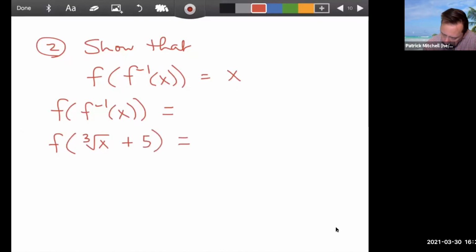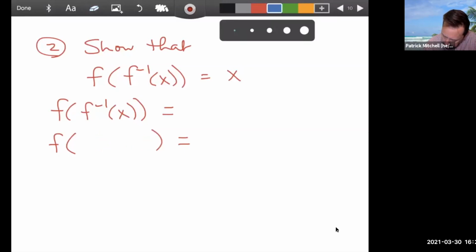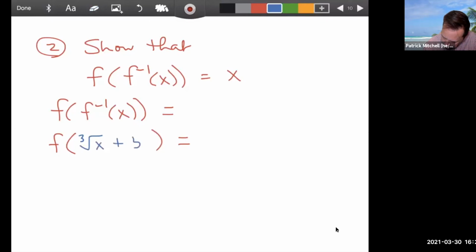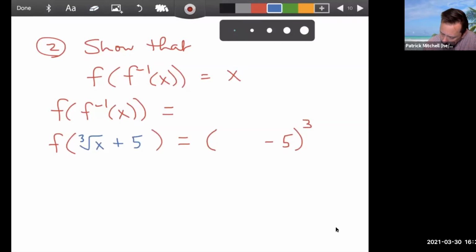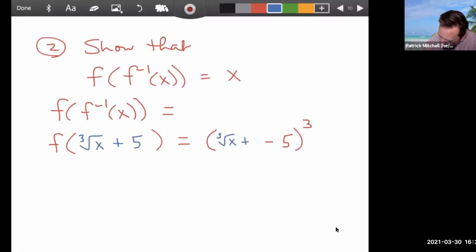Let me color code this again. Cube root of x add 5. So what does function f do? It takes a number, subtracts 5, and then cubes the answer. So if we replace x with cube root of x add 5.